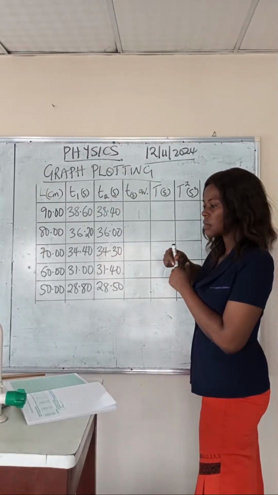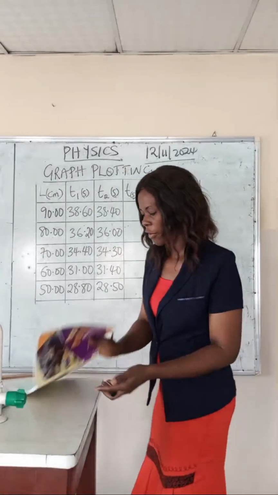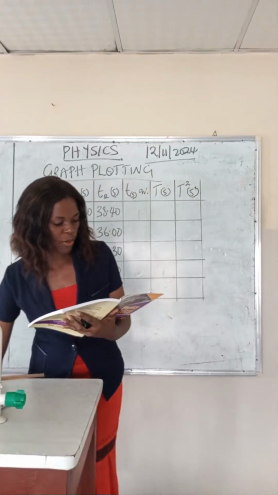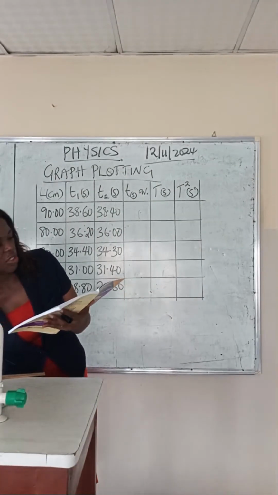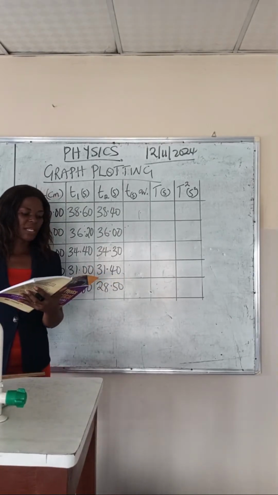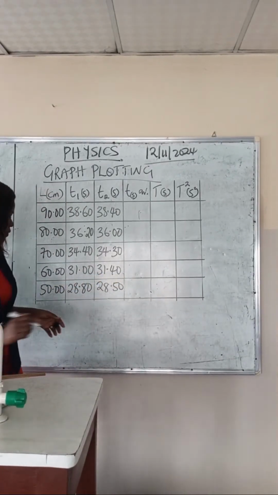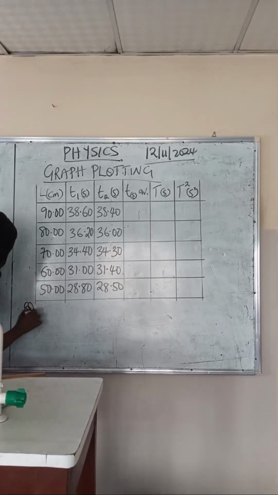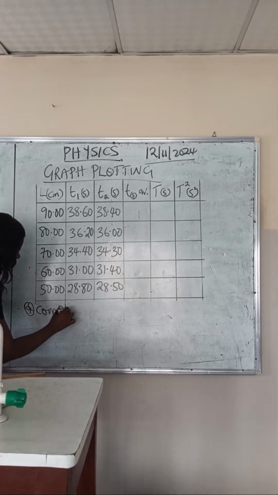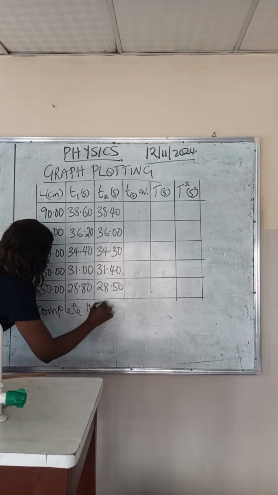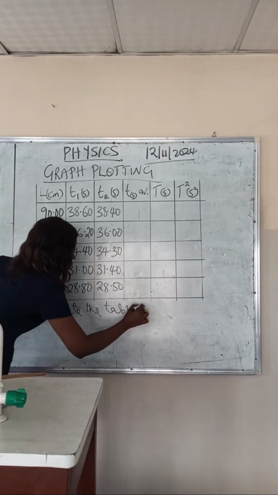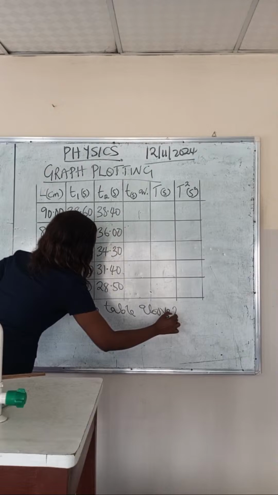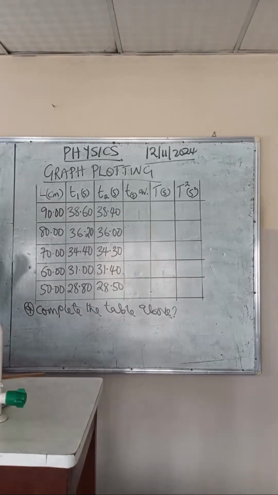I'm going to explain how we are going to do it. The question says number 1A, complete the table above. Then plot a graph of L on the horizontal and T square on the vertical.